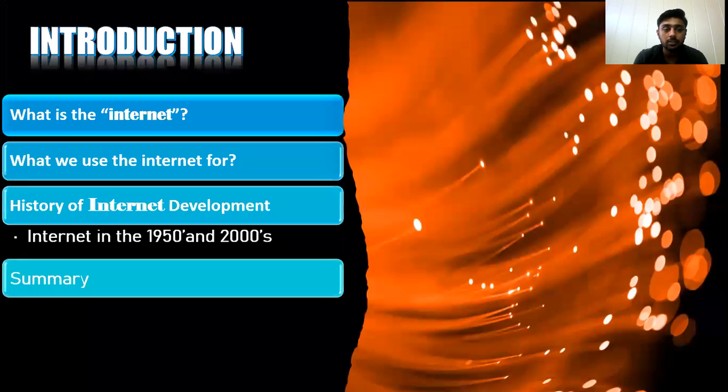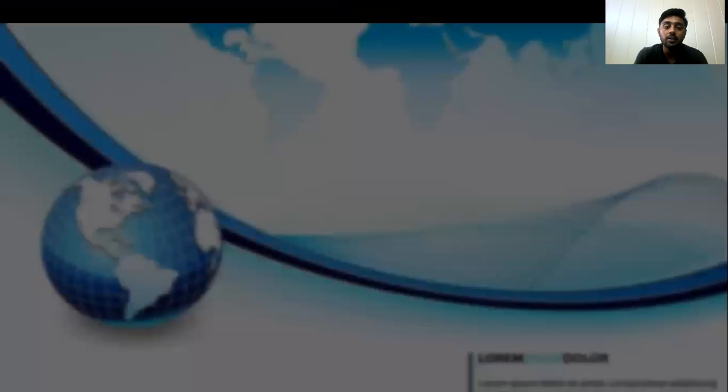So here comes the introduction. The questions I'm going to cover are: what is the internet, what we use the internet for, and the history of internet development. As we all know, the development of the internet has happened in many phases, from the 1950s to 2000, and at last there is a summary. So we can look at the first topic, that is, what is the internet.